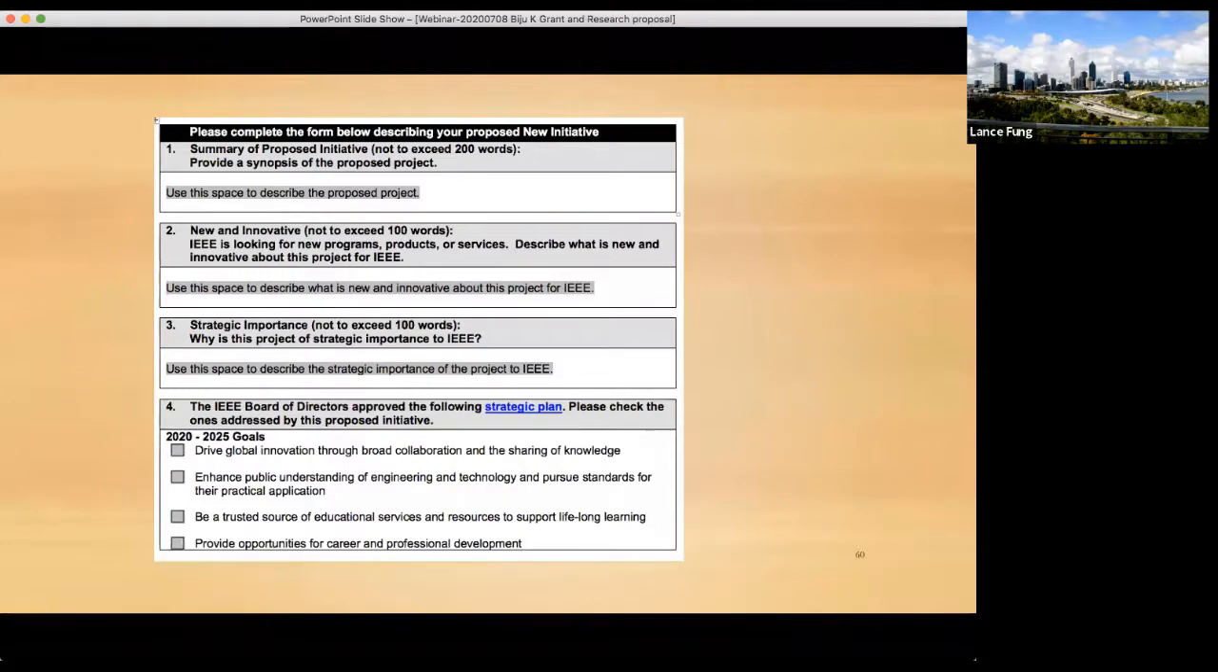Because it is very likely you have a much bigger amount of grants, this we expect gives you more room to expand on this one. 200 words for the summary of the proposal. Again, also what is new and innovative about it. How does it align with the IEEE strategic goals?